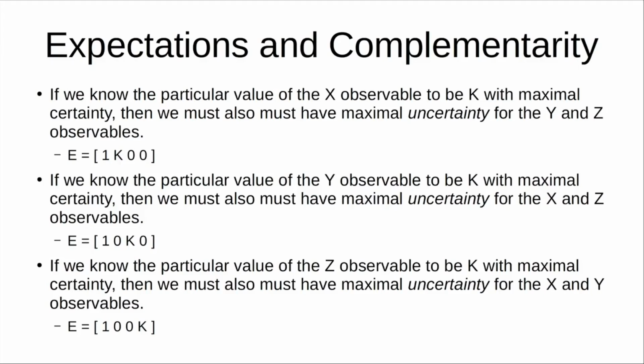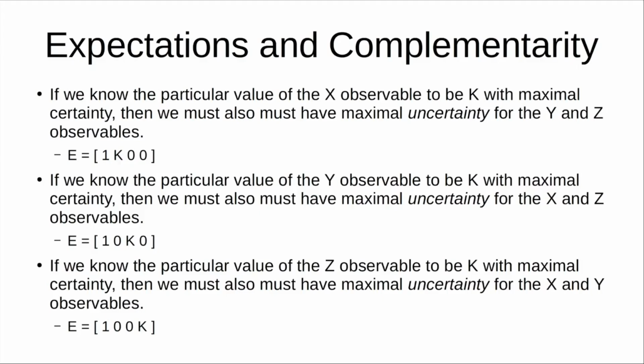Now let's talk about how expectations relate to complementarity. If we know the value of the x observable to be either +1 or -1, and we know this with maximal certainty, so we're absolutely certain of the value of x, then we must have maximal uncertainty for the values of y and z.